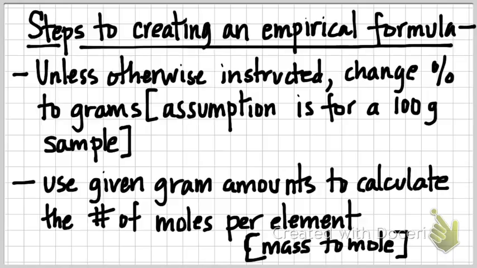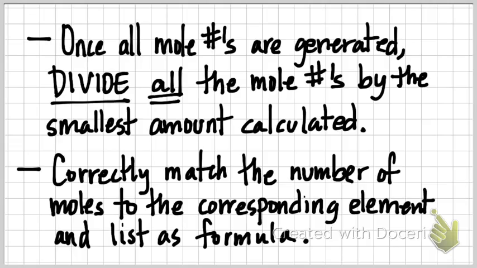Once you have those grams, you need to use the given gram amounts to calculate the number of moles per element. So you have to go back to your mole Bible stuff when we were dealing with stoichiometry, and you're going to run essentially mass to mole problems for each element that's given. The next thing that you would need to do is, once all your mole numbers are generated, you're going to find the smallest number, and then you're going to divide all the mole numbers that you got by the smallest amount calculated, which means that your smallest number is going to get divided by the smallest number, and that's going to give you a ratio of 1.